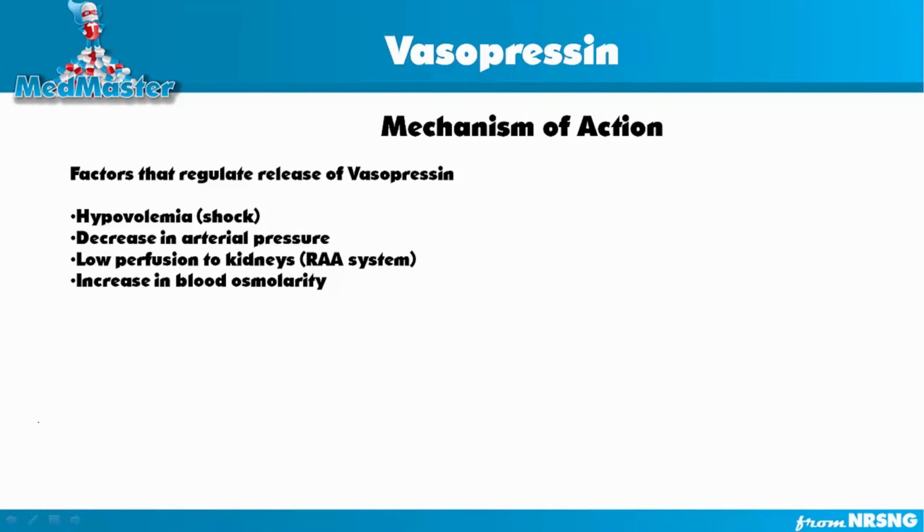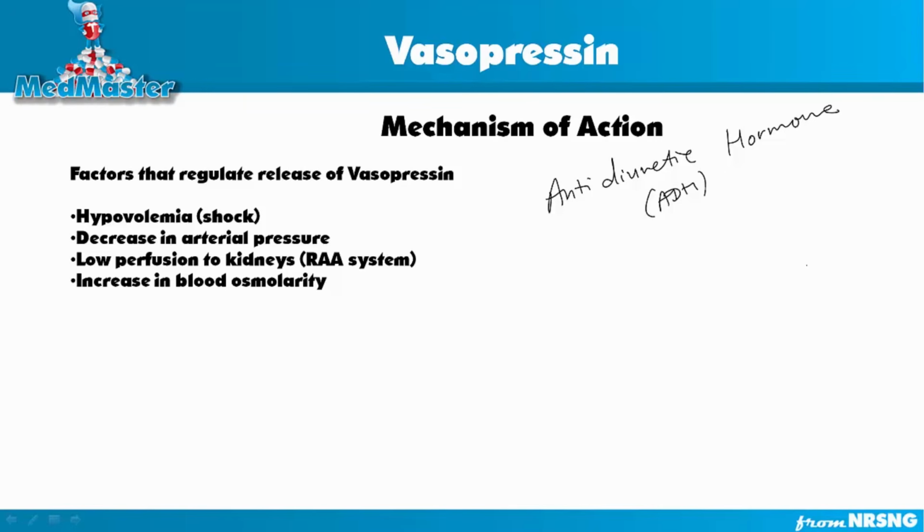So if you have heard the name antidiuretic hormone, ADH, that is vasopressin. Now, what factor increases the release of ADH in the body is hypovolemia. So if you have a fluid loss, blood loss, basically a low volume of fluid in your body, that's going to increase the release of vasopressin or ADH.